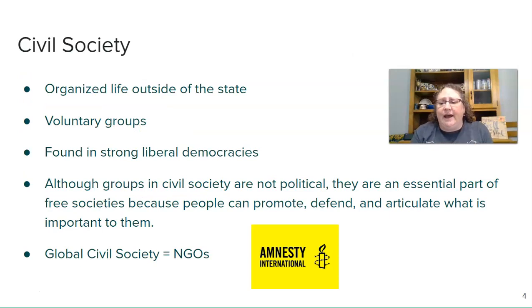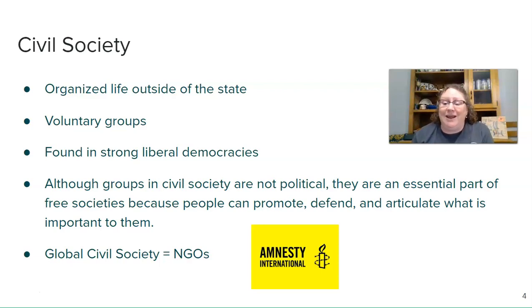So civil society, what I want you to remember about civil society, first of all, is that it needs to be voluntary. Second of all, it needs to be outside of the government. Okay, so those are the two key things with civil society. And civil society can come in lots of different forms, but those are the key things. They need to be voluntary and it needs to be not controlled by the government. So the stronger liberal democracy that you have, then we're going to see civil society there.